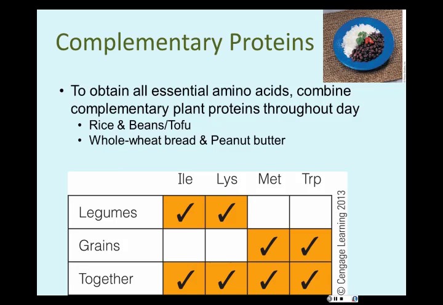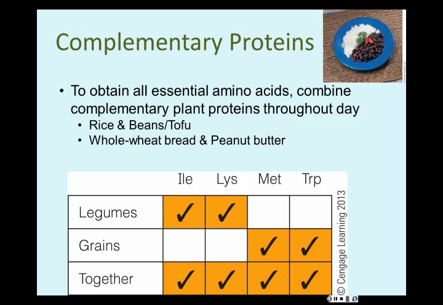It used to be thought that you had to combine plant proteins at every meal to get adequate protein, but they found that that's not necessarily the case. You just need to balance the plant protein sources throughout the day to make sure you're getting that blend and that you're getting enough calories.